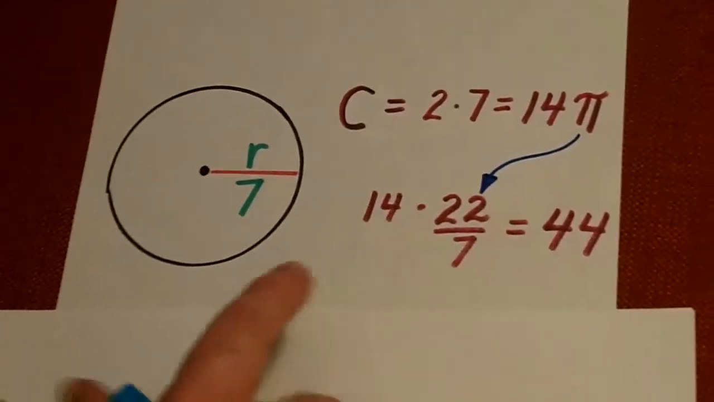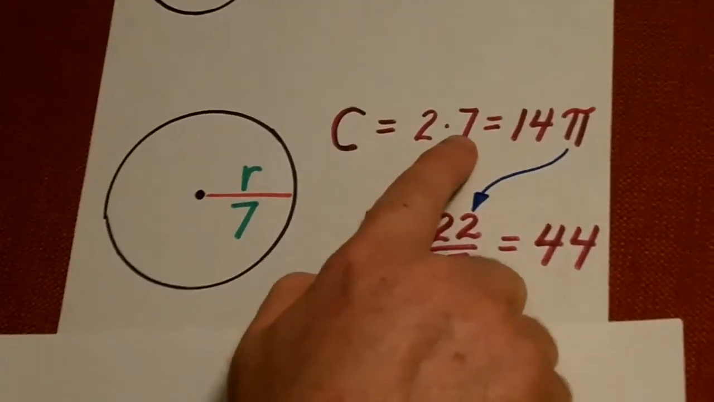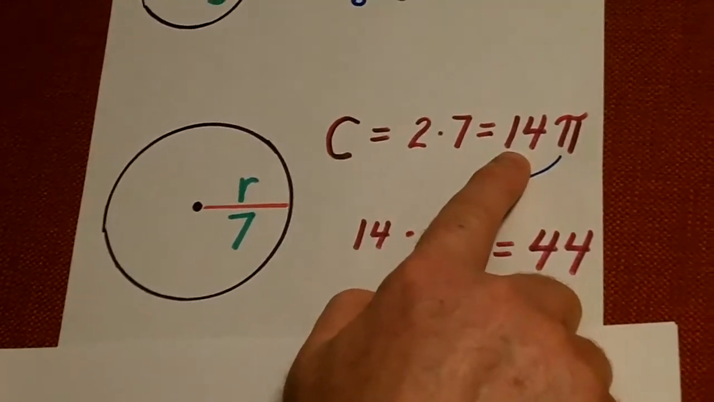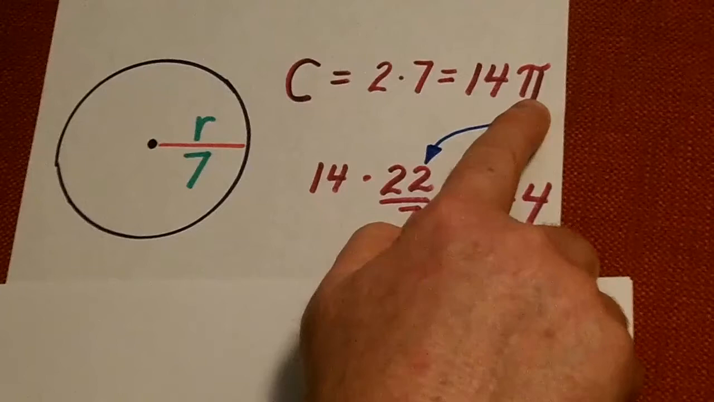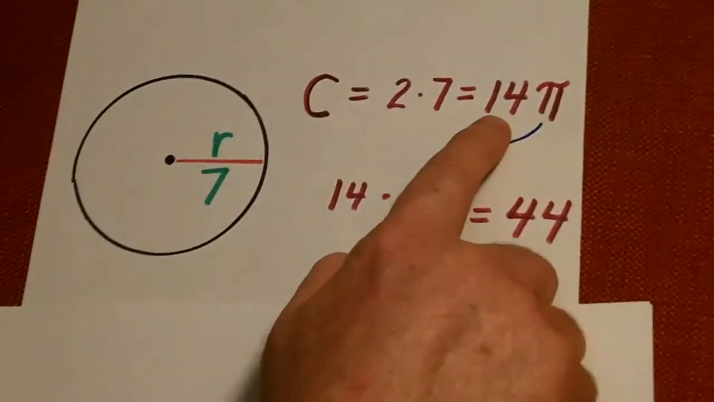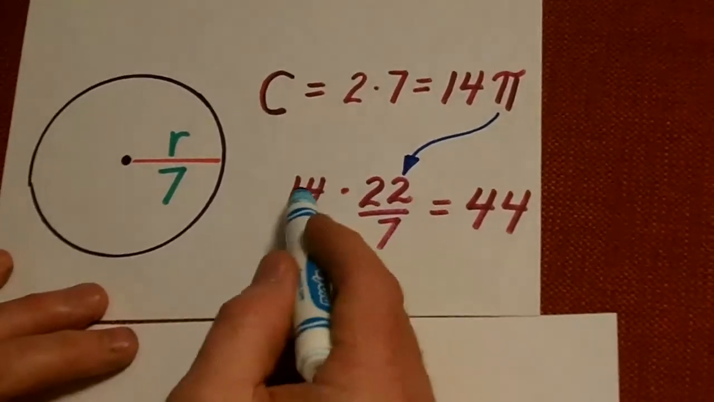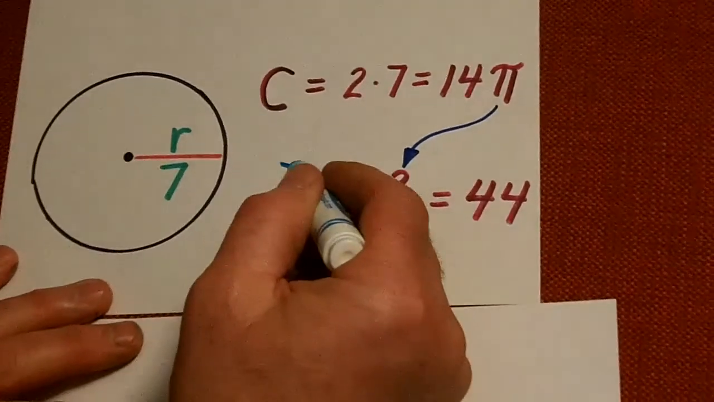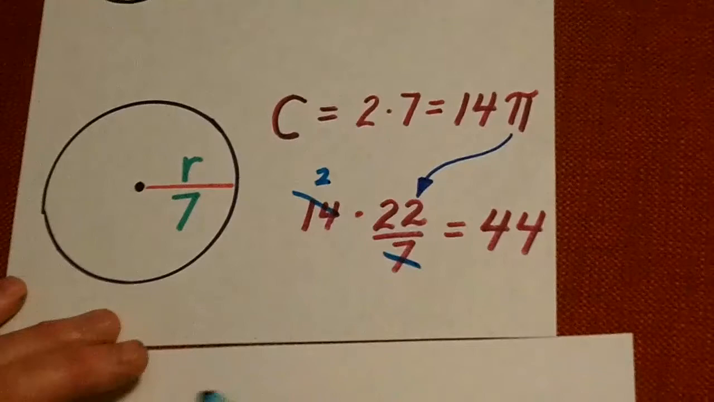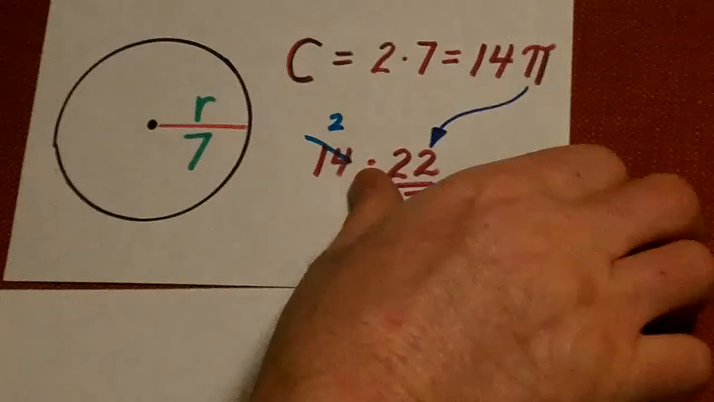Then down here, the radius is 7. Now, we take 2 times 7 to get the diameter, 14 pi. So the circumference is 14 pi. Now, since 14 is divisible by 7, we go ahead and go 14, the diameter, times fraction pi, cancel out, we're left with 2 there, and so we get 44. All right? And let's stop there.